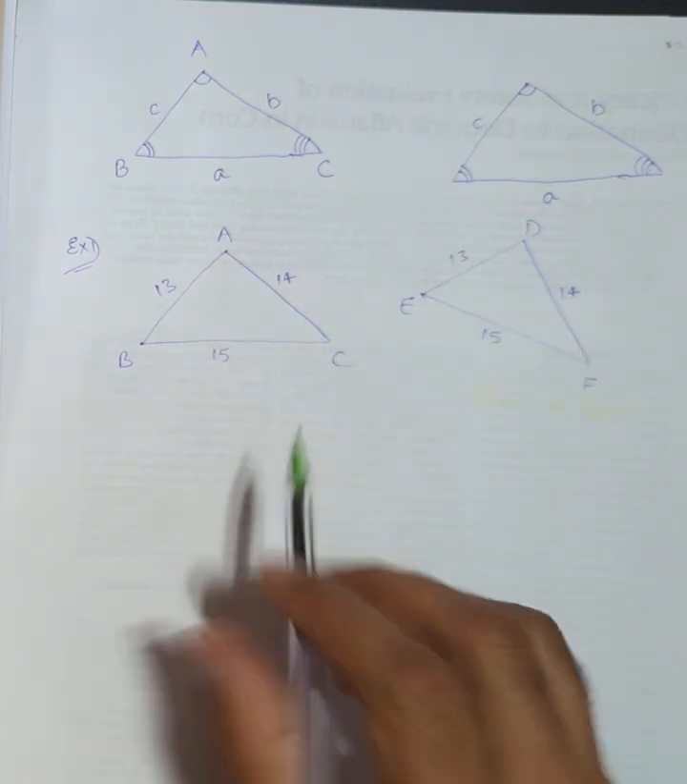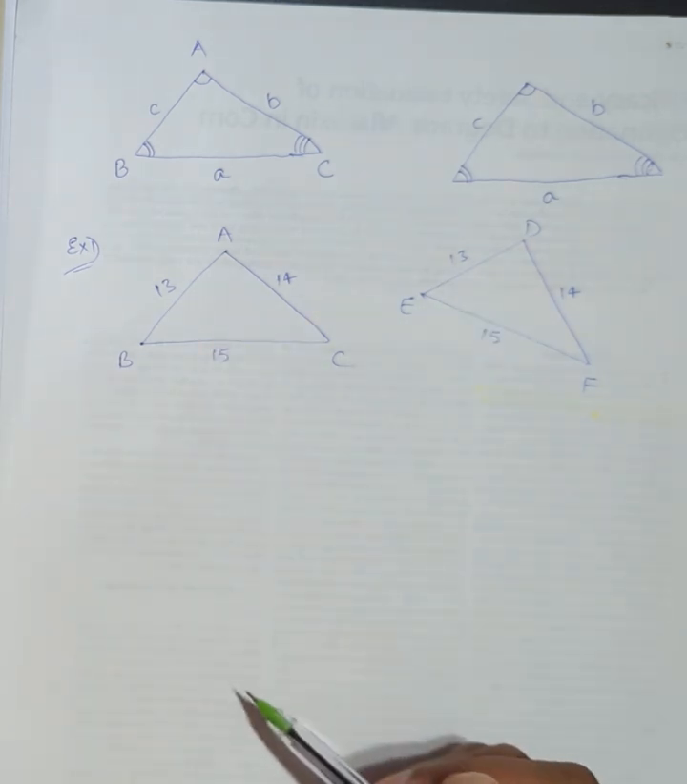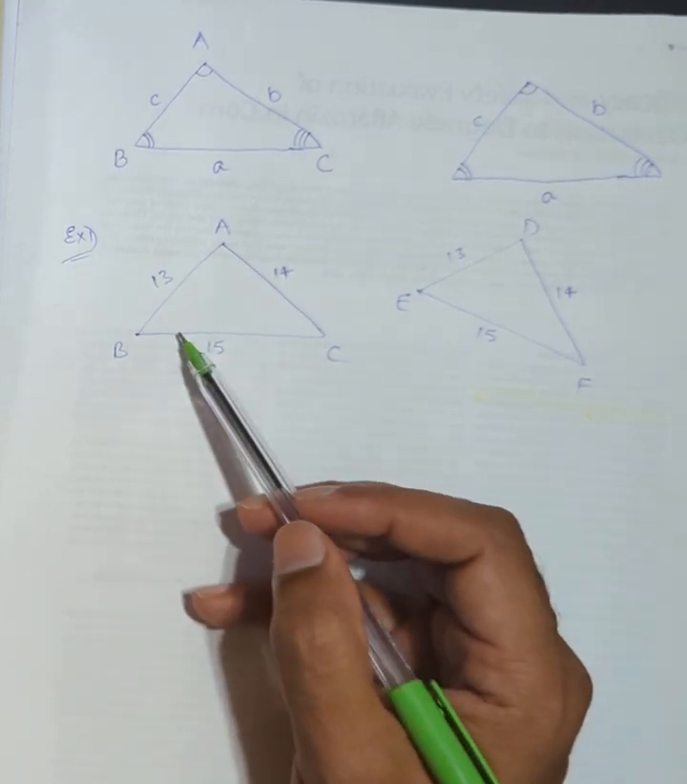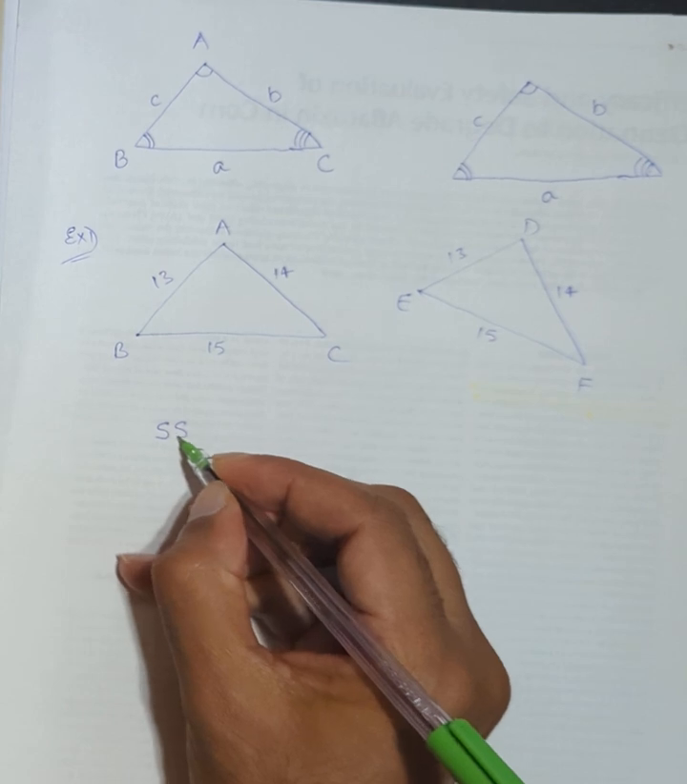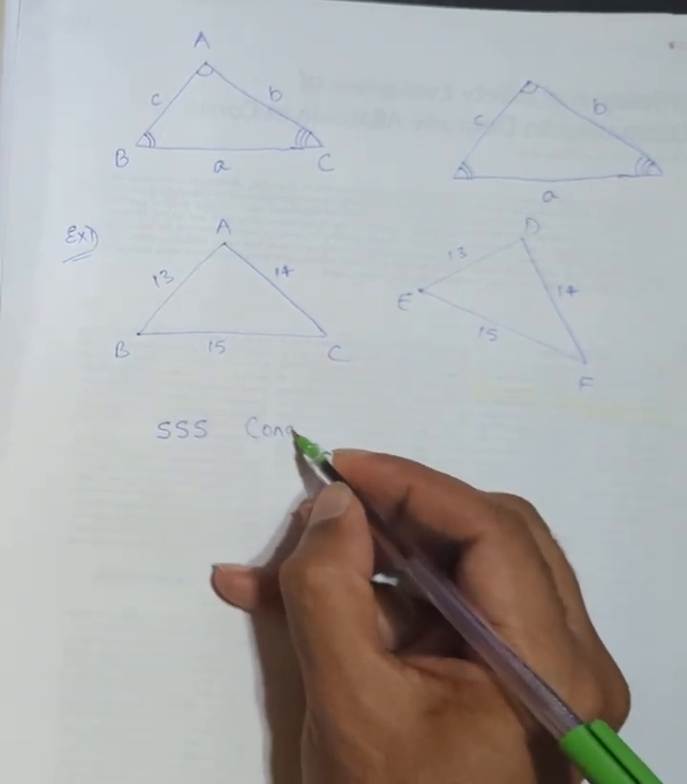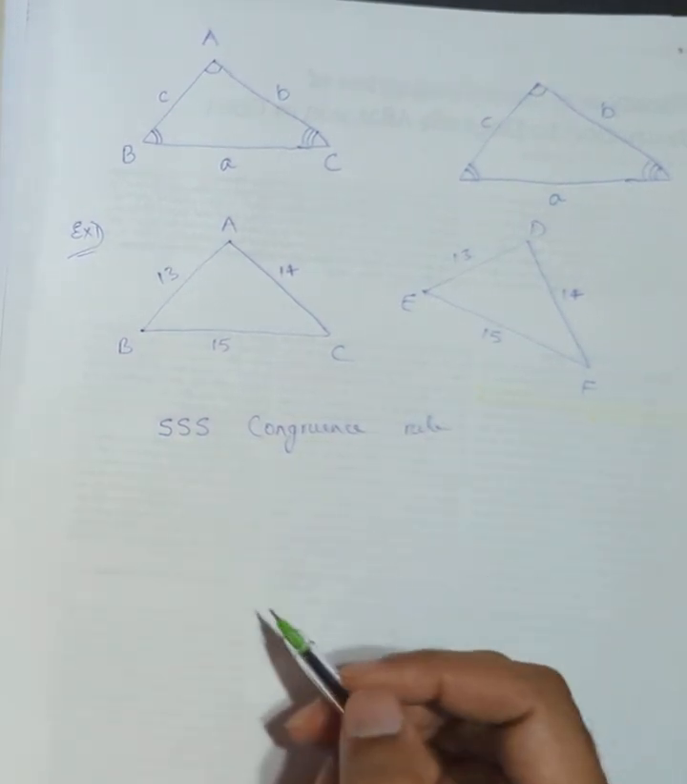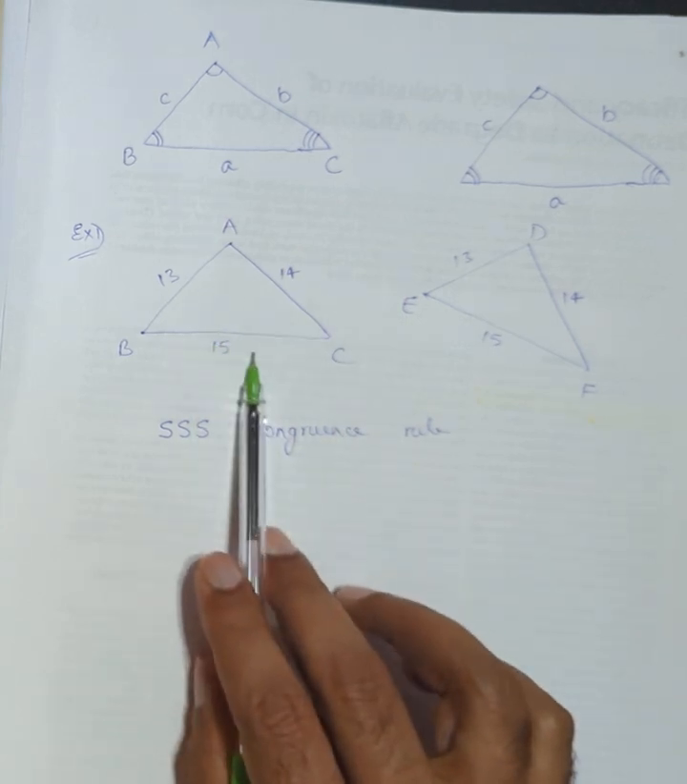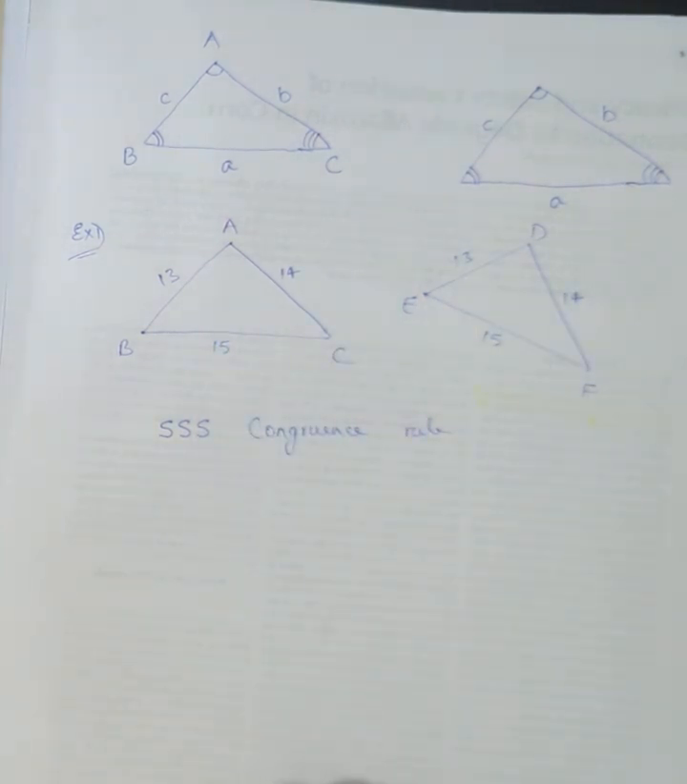It turns out that these two triangles will still be congruent, which means even if you know just the sides matching, then you know that those two triangles are congruent. And this is called SSS congruence rule. SSS means side, side, side. So if three sides of one triangle match with three sides of the other, those two triangles are congruent.